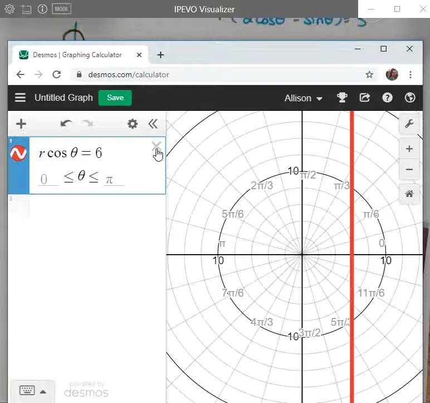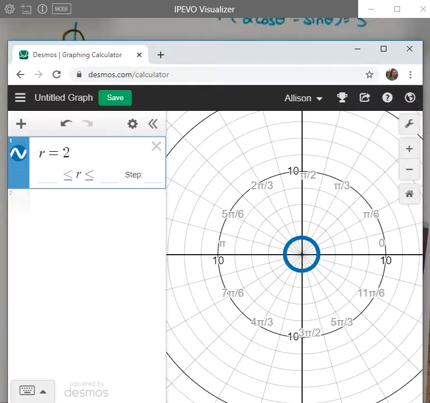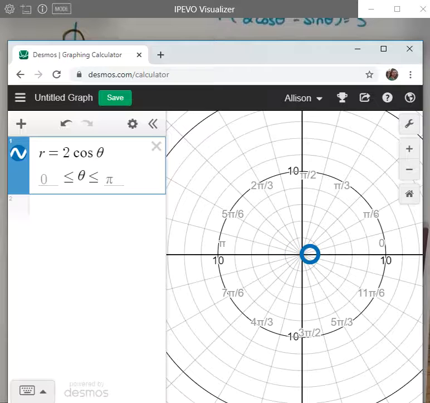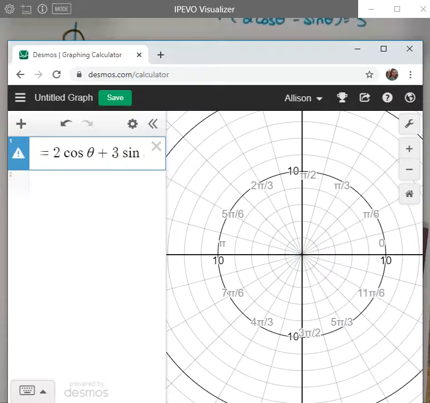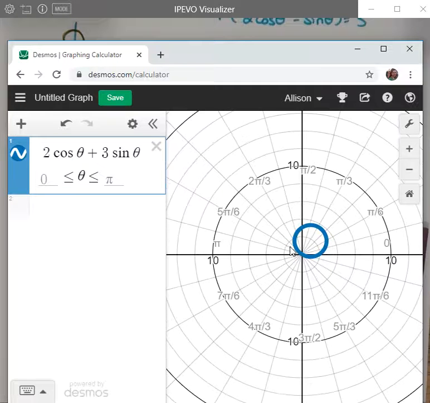If I first graph it in polar, let's see what it would look like. So r squared equals 2, I'm sorry, the original. The original just had the r. So the original of r equals 2 cosine theta plus 3 sine theta. What this looks like is a circle that's a little bit off center.